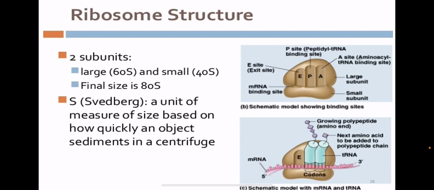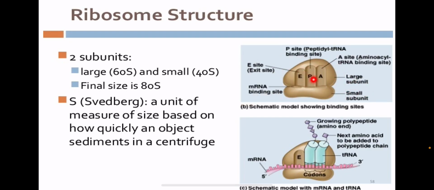The bigger one is the larger subunit, and the smaller one is the small subunit, of course. Let me talk about when the mRNA comes in. The mRNA binding site is mostly on the smaller subunit. That's where the mRNA comes in, and the mRNA has a sequence. In prokaryotes, it is the Shine-Dalgarno sequence, and the small subunit recognizes the Shine-Dalgarno sequence and binds to it.